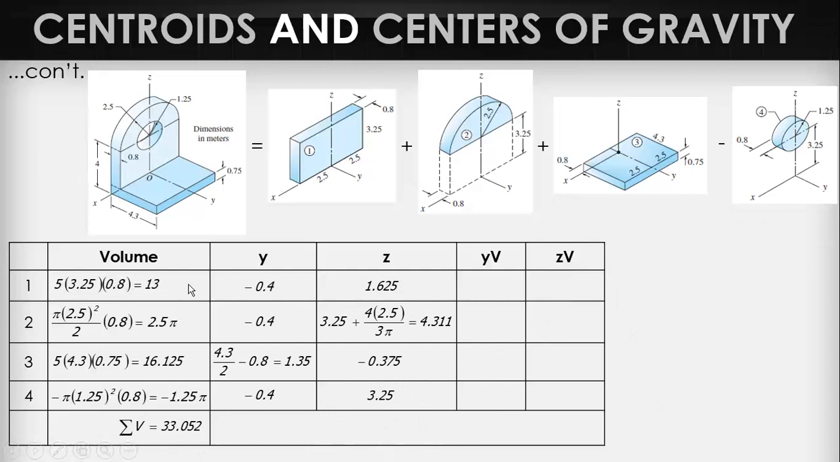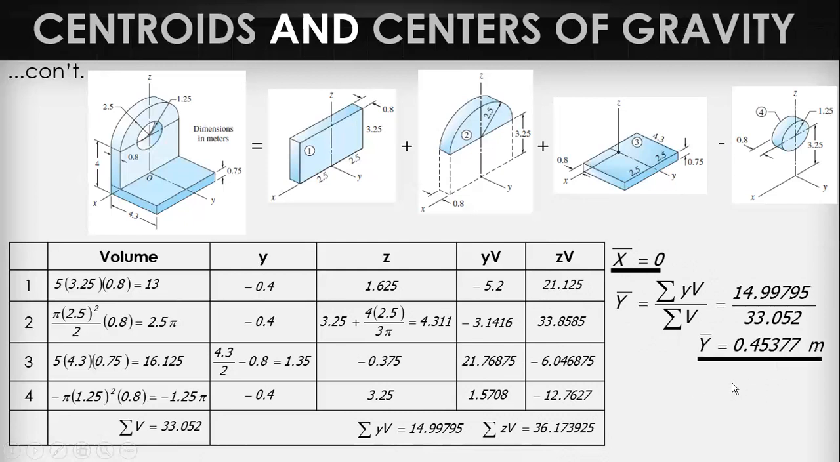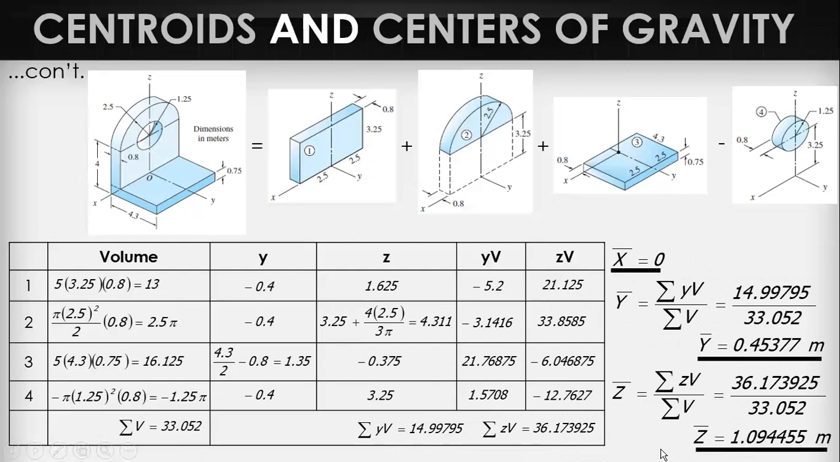After this, just multiply: Y times V, Z times V. Y times V for each element, and so on, and then Z times V. After this, add the summation of YV, then add the summation of z times v. So we can now determine the values of y bar and z bar. So x bar equals 0, the axis of symmetry. Y bar, this one, and then z bar.